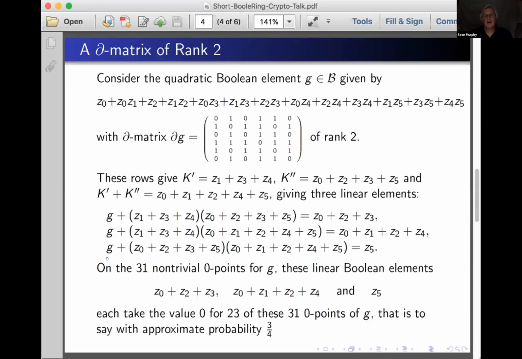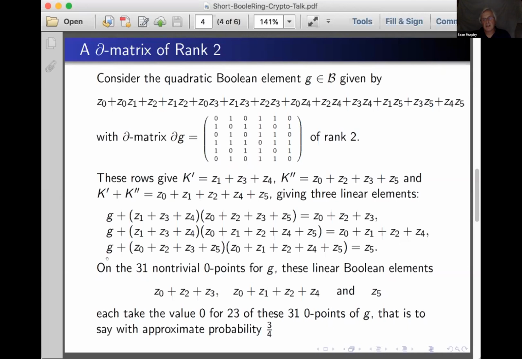Okay, so we're going to look at what one of these quadratic elements looks like if this partial matrix has rank 2. So there's one with 6 variables, a quadratic element, with partial matrix of rank 2. And it turns out you can extract the rows from this matrix. It has rank 2, so it can only have 3 non-zero rows over GF2. And if you do this construction, you take G plus the first one, the linear polynomial is essentially given by the first 2 rows of this matrix, and we get a linear function out of that.